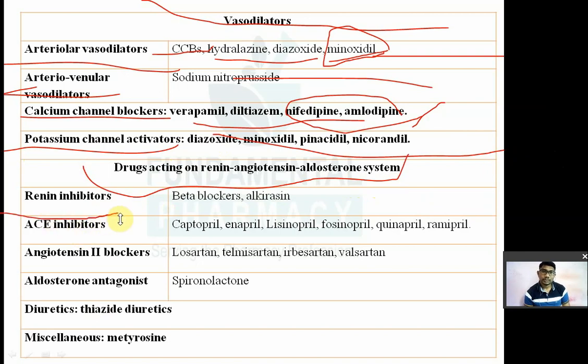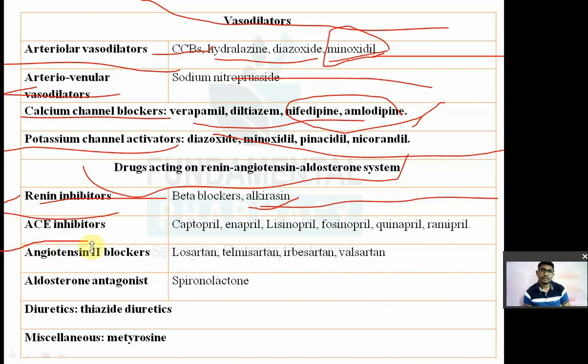Beta blockers are also renin release inhibitors. Particularly aliskiren, and another drug, calicyracin. All the kyracines are nothing but renin inhibitors. Aliskiren and calicyracin are the particular renin inhibitors. So renin release inhibition is also done by beta blockers.